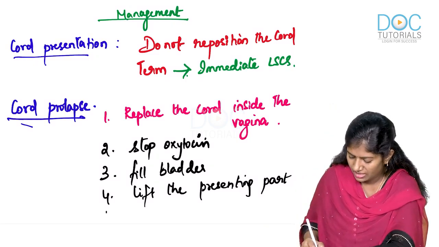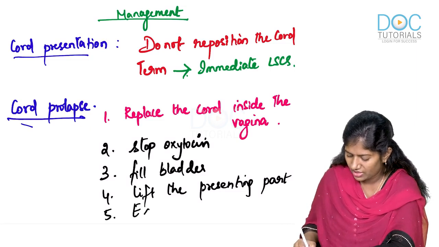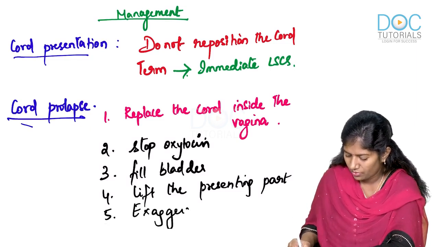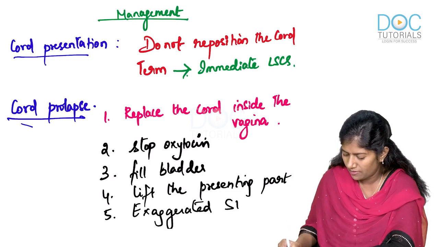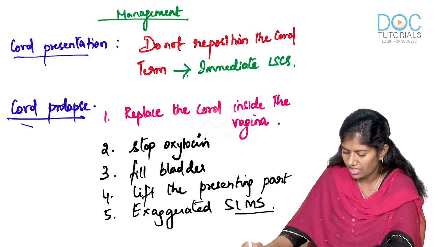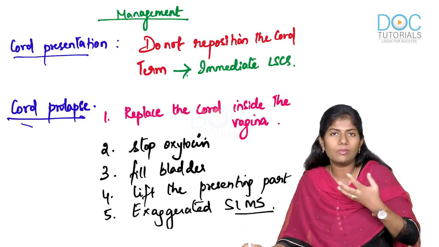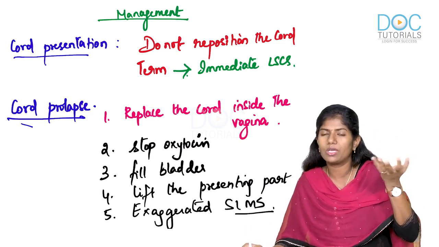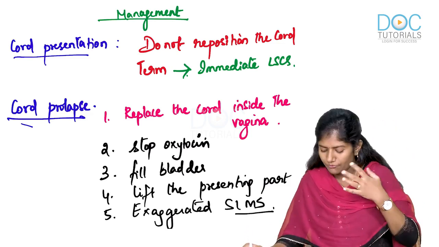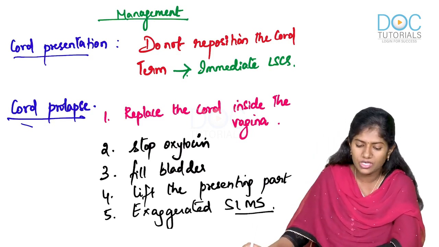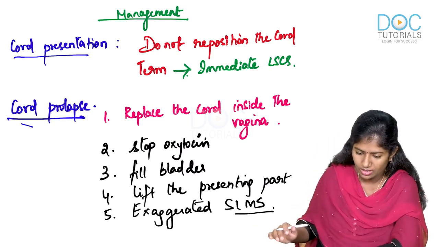Okay, next is position, exaggerated Sims position. Put the patient on exaggerated Sims position. Okay, stop oxytocin, fill the bladder. Once you fill the bladder, obviously the presenting part would move up, or push the presenting part up. Put the patient in exaggerated Sims position and replace the cord immediately. Okay, and then coming to the definitive management, that's the delivery part.